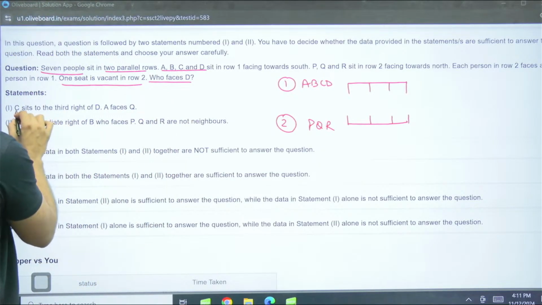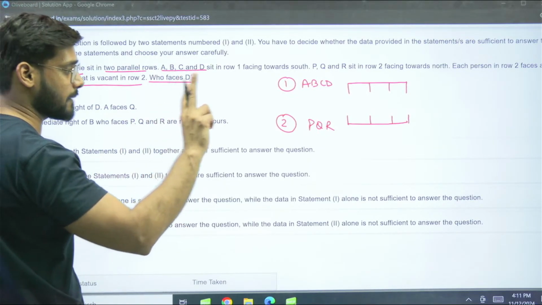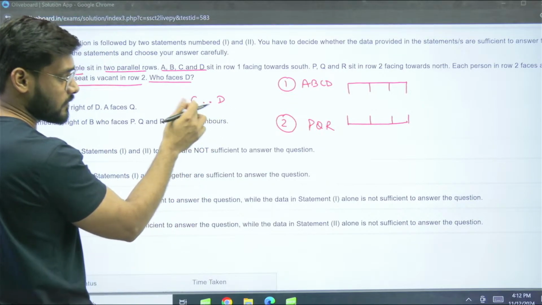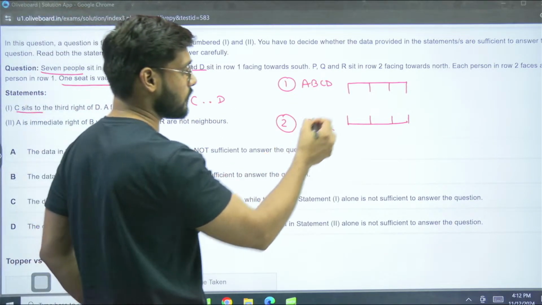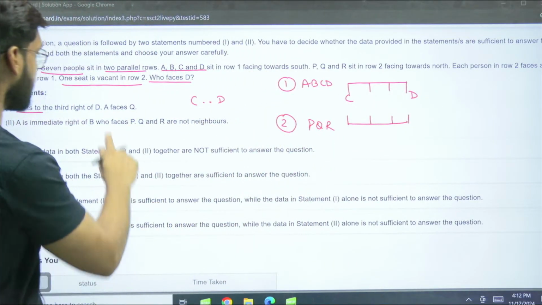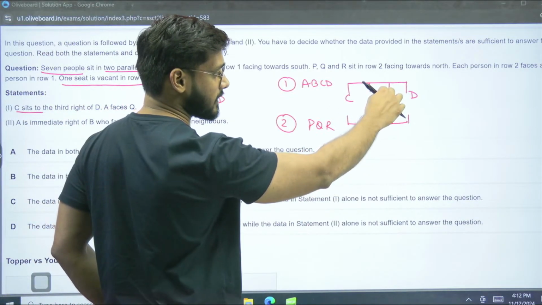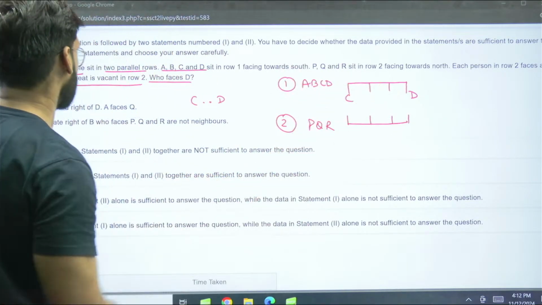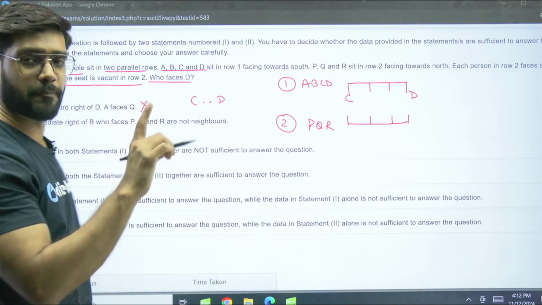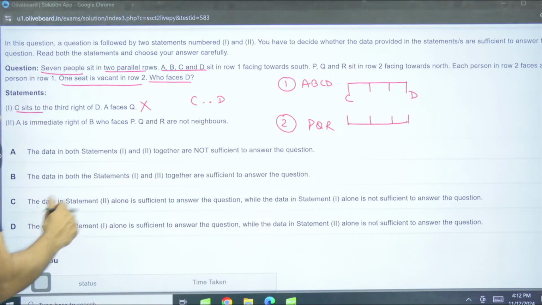Let's see. C sits third to the right of D. It means there will be a gap of 2 persons between C and D. C third right of D means D, 1, 2, 3, so C and D will come at the end, like this: C, 1, 2, D. Is it clear? Then A faces Q. It means A can come here, then Q can come here. There are several possibilities. So with the help of the first statement, we cannot get who faces D.